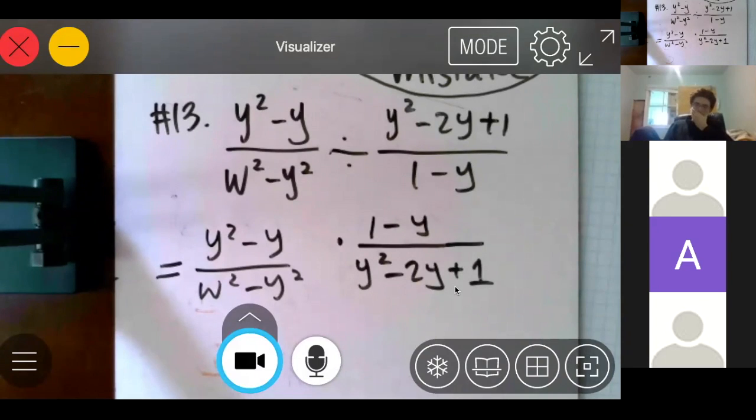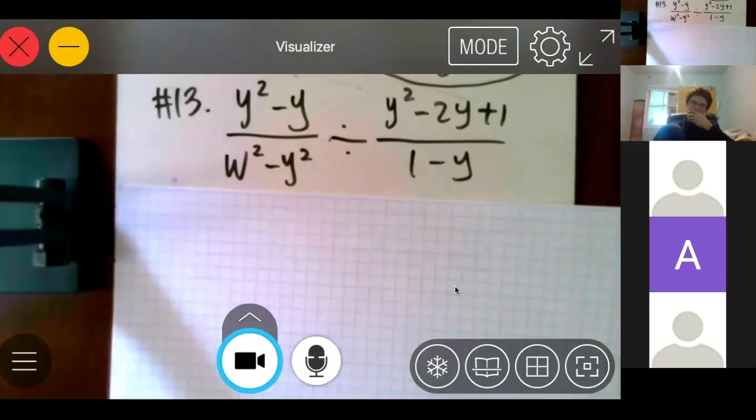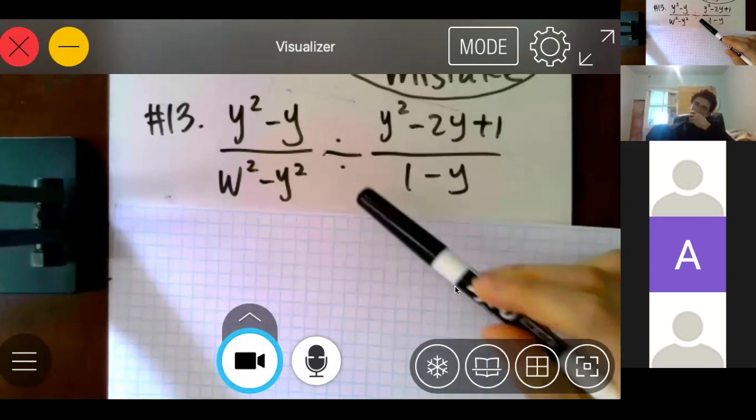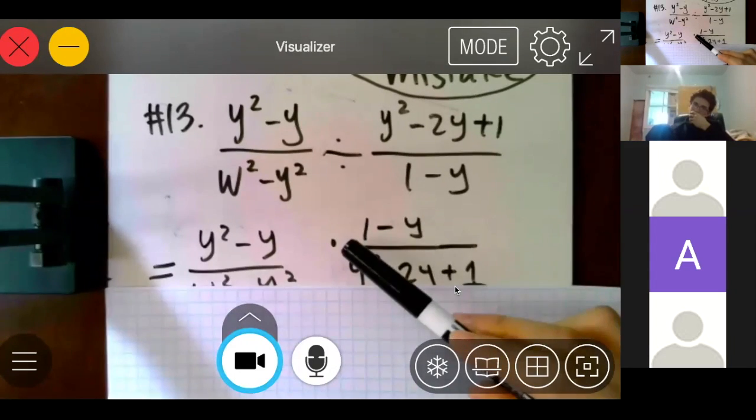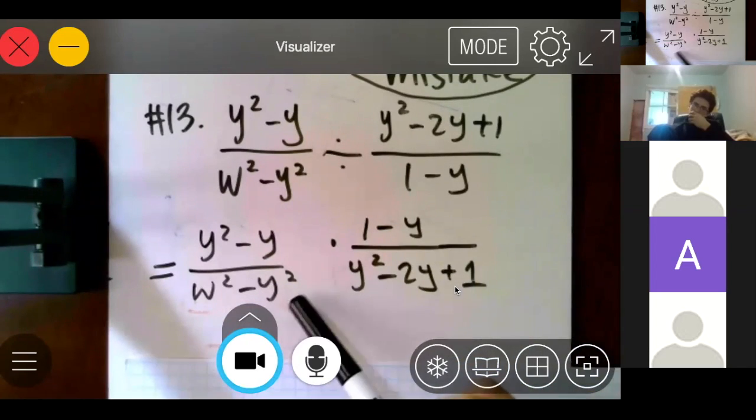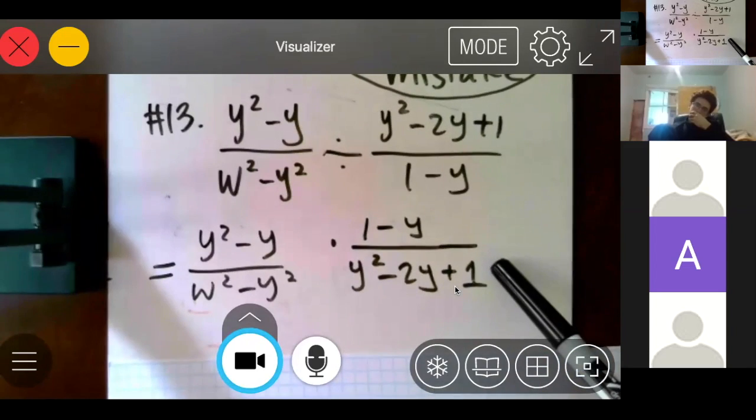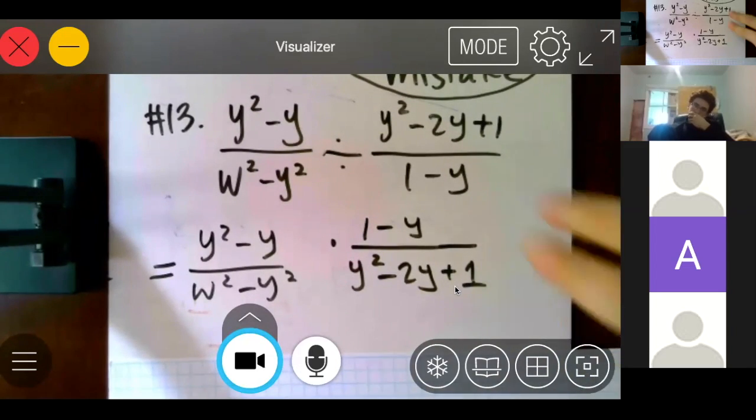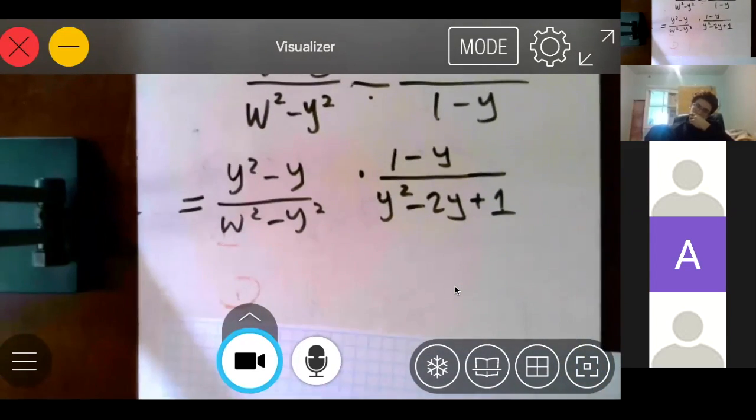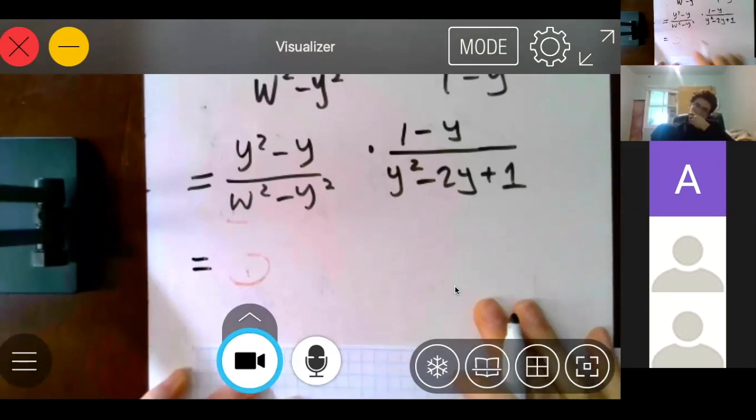Earlier I was saying that when you have a division sign, you flip the second part, and instead of a division sign, it's going to be a multiplication sign. So now I have the first fraction times (1 minus y) over (y squared minus 2y plus 1). It got flipped. Then anytime you see a common factor, you can factor that out.